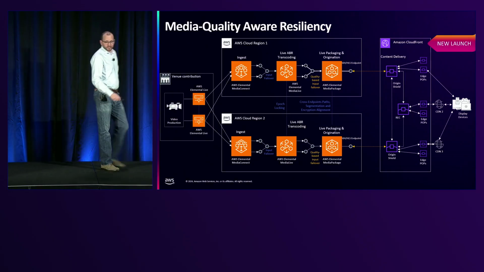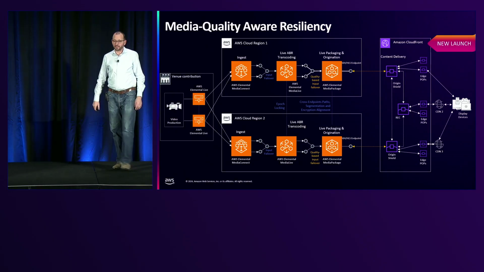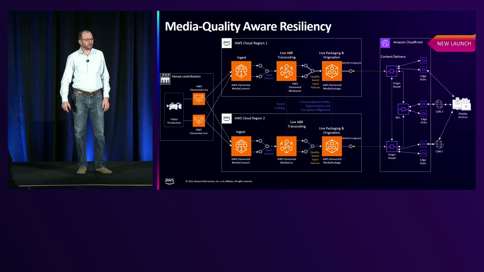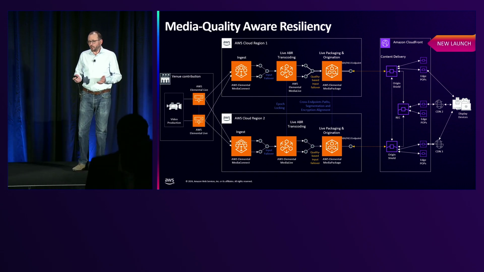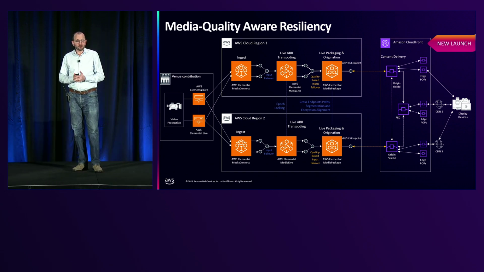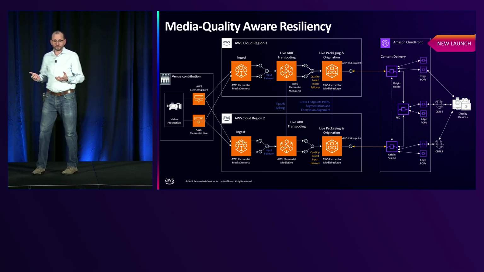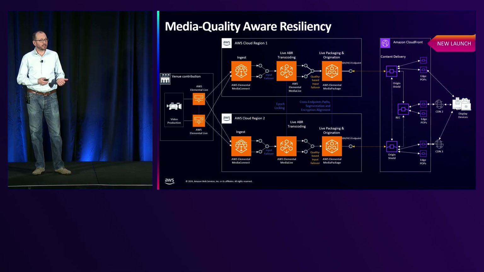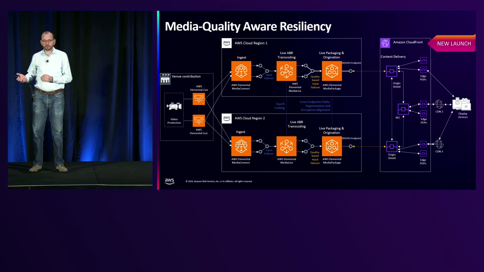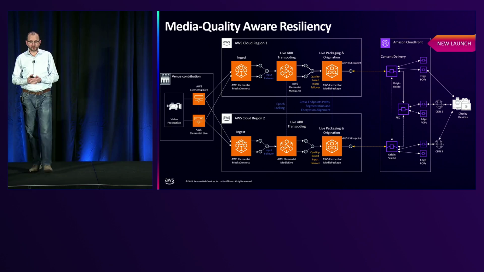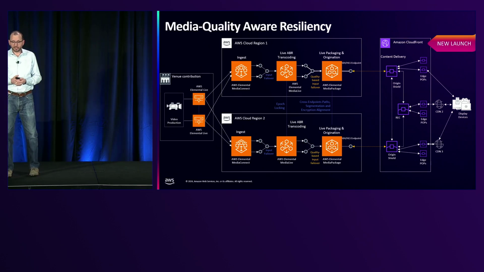So there's one more release that I'm excited to share with you today, and that is Media Quality Aware Resiliency, or MQAR. MQAR is ideal for when you want to maintain the highest resiliency for streaming high-stakes live video, sporting events, or concerts. Previously, I've talked about how CloudFront can fail over from a primary to a backup stream if one of those streams becomes completely unavailable, using origin groups.